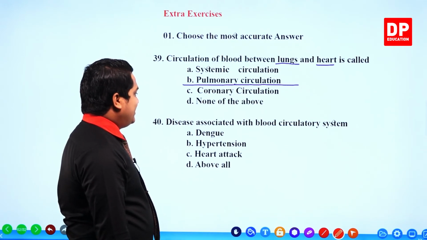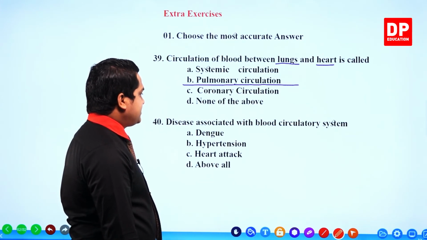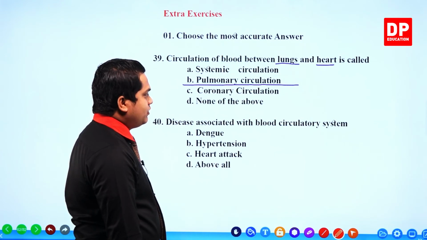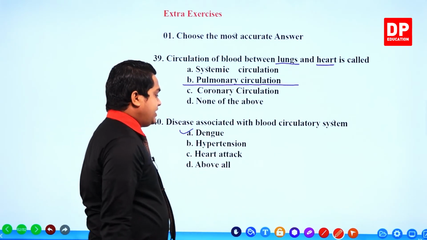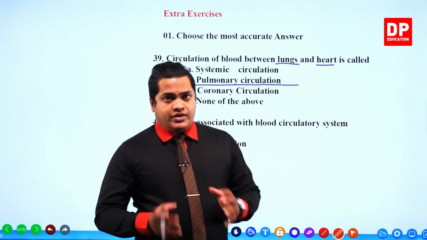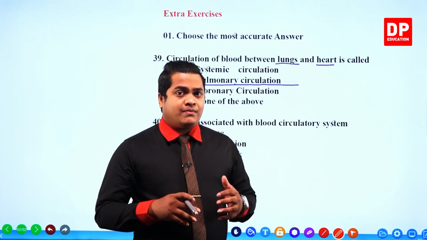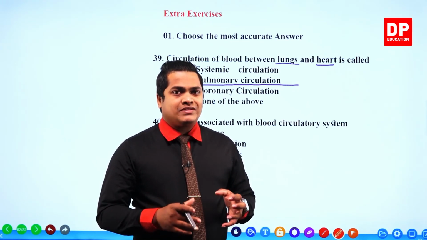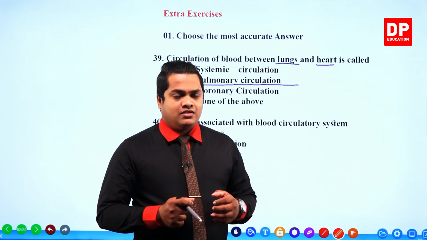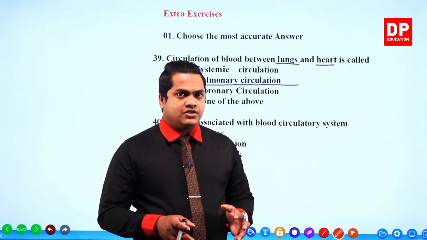Question number 40. Disease associated with blood circulatory system. Dengue. Correct. If you take dengue, you know that dengue affects the platelet count in the blood. Platelets are related to the corpuscles in our blood, right? So it affects the blood circulatory system. That is correct, my dear children.